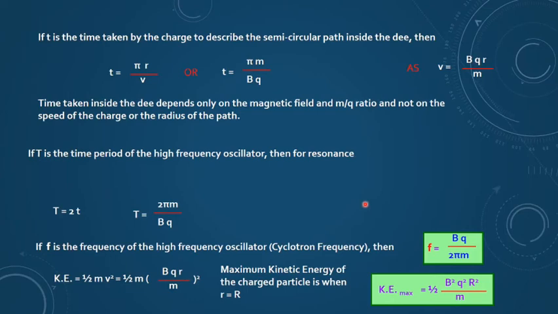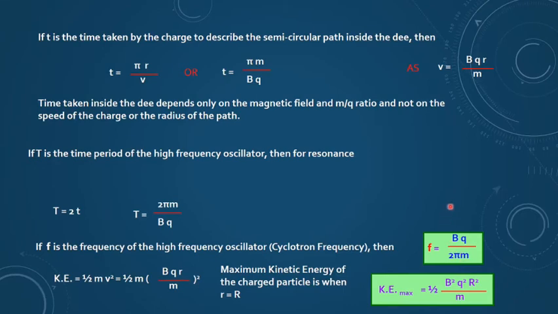This is just to say that if I want to find the time period, it equals twice the time taken in a single D. So twice of T, and this formula of T you can find by half of the circumference of the circle, meaning the circumference of the semicircle divided by the speed. And the speed we already know, so we can find all the things if required. The cyclotron frequency, that I have already said, is BQ upon 2 pi m.